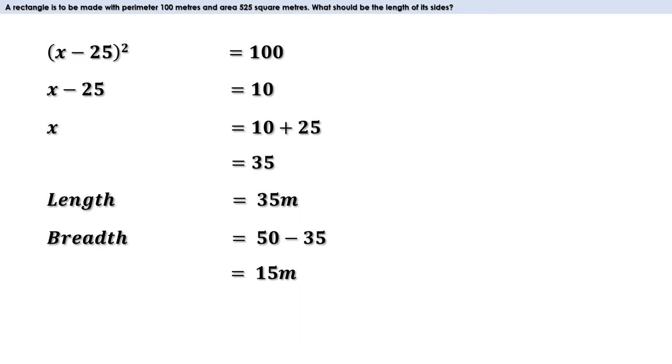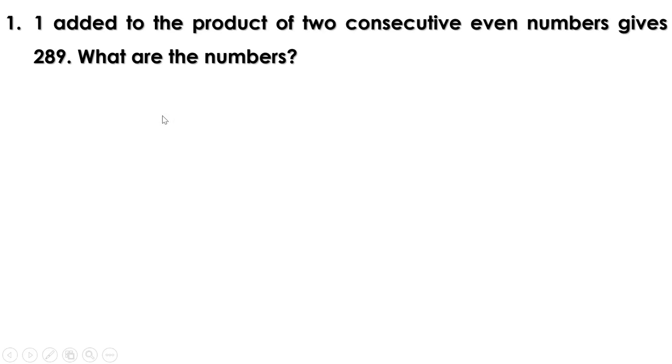Now let us do the problems on page number 86. First problem: 1 added to the product of two consecutive even numbers gives 289. What are the numbers? There are two consecutive even numbers. 1 added to the product gives 289. We have to find the numbers.